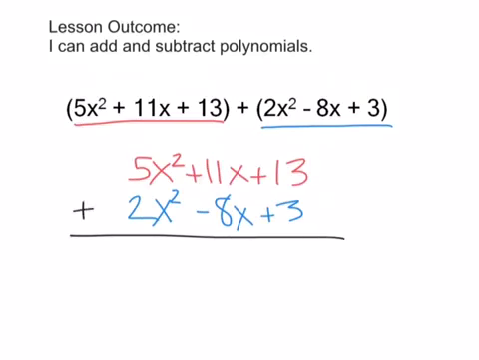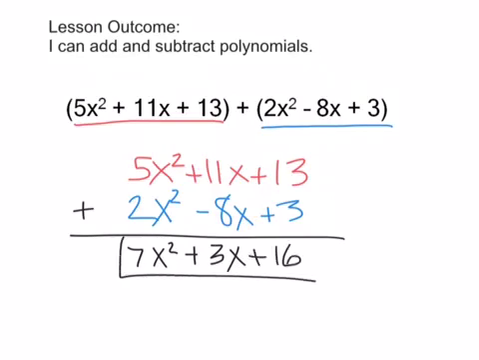So in this situation, now we can just add these like terms. So 5x squared plus 2x squared gives us 7x squared. Then we have positive 11x and negative 8x, again being very careful about the signs, so they will add up to 3x. And then we've got positive 13 and positive 3, and they add up to 16. So we have added the polynomials, and this is our result.